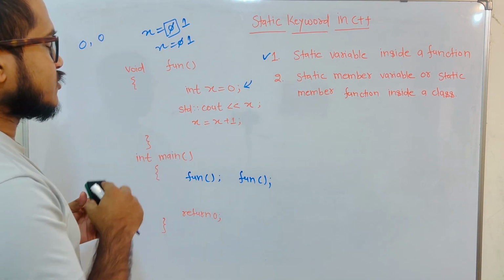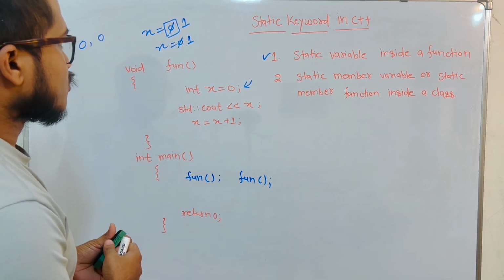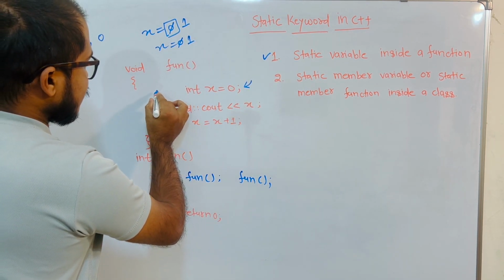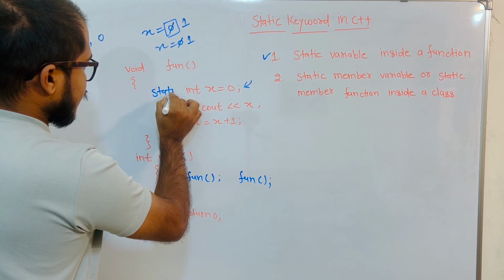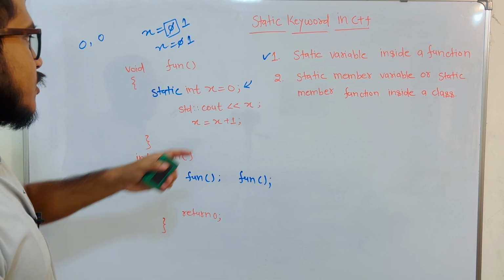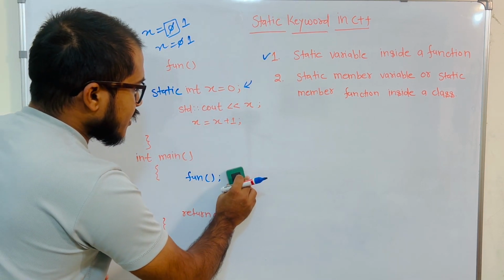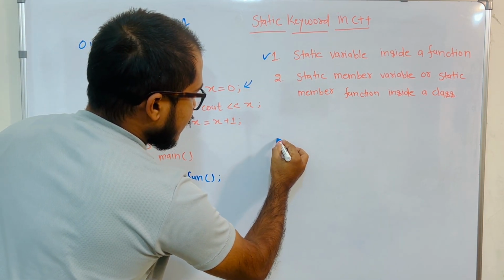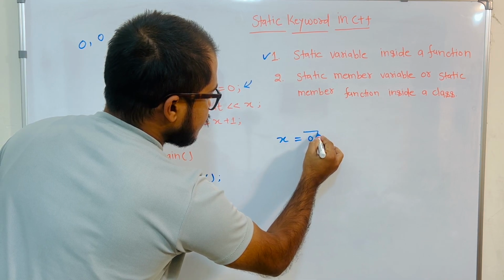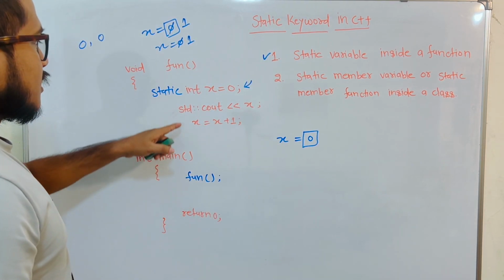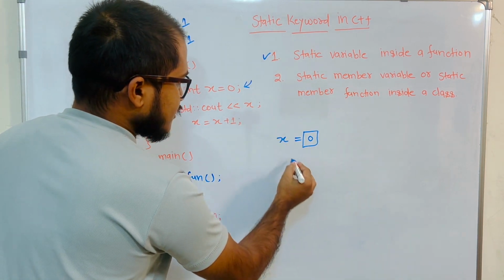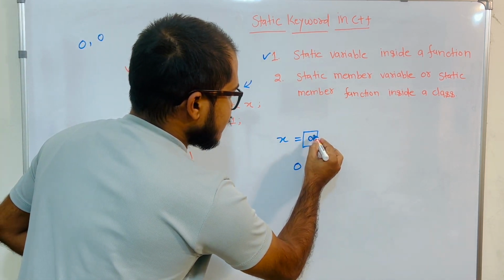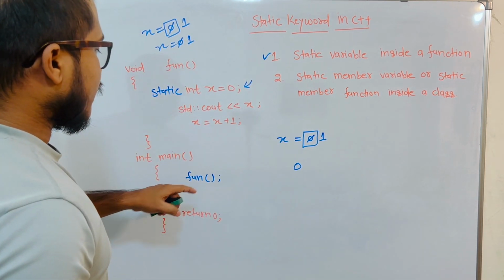So to avoid that situation, we can use the static keyword. Let's say now I make this x static: static int x equal to 0. Now let's say I am calling this function the first time. I'll initialize x equal to 0, and I will print the value of x. Now I will increase the value of x by 1, that is from 0 to 1.